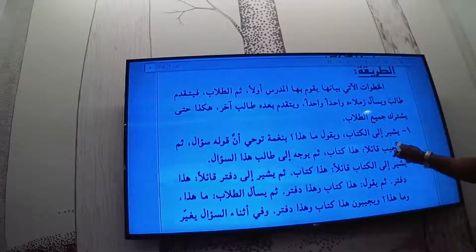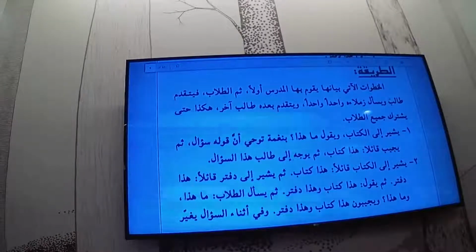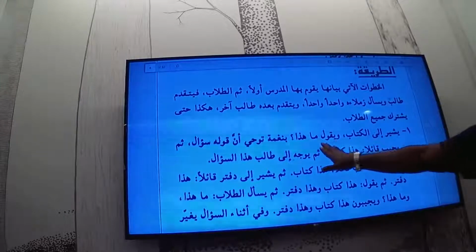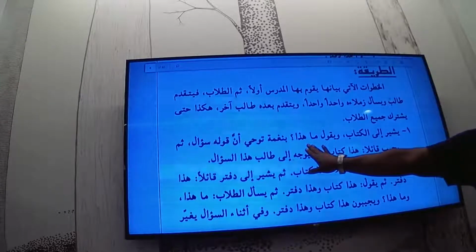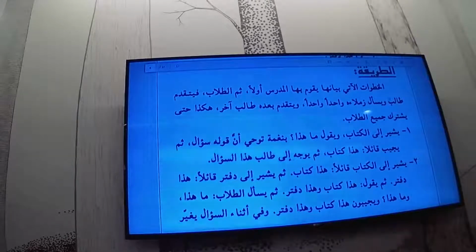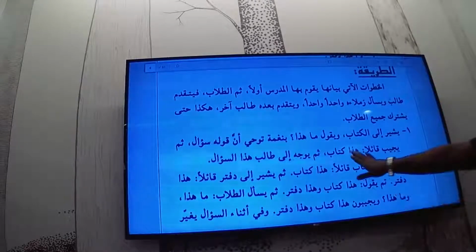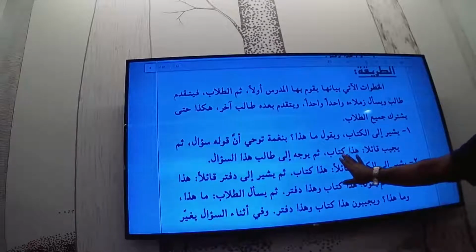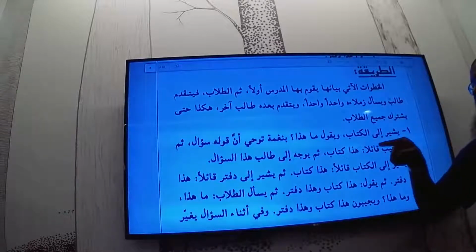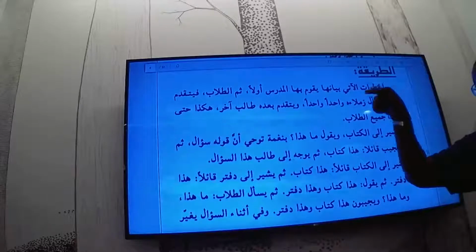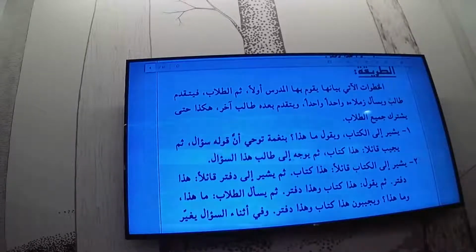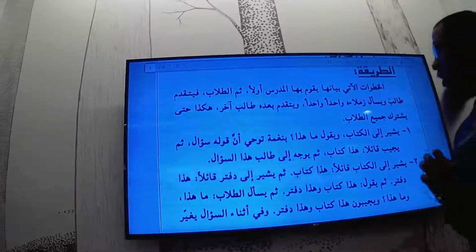So it says, yushiru ila kitab, that we should point to the book. Wa yaqulu, and we should say, ma hadha? Then the person should answer the question, hadha kitabun, pointing at the actual book. Then you should go to the next person, and to the next person, and the next. That's what this talks about here.